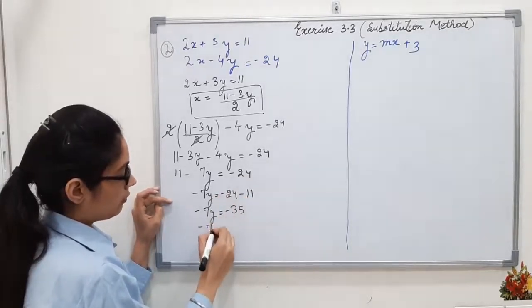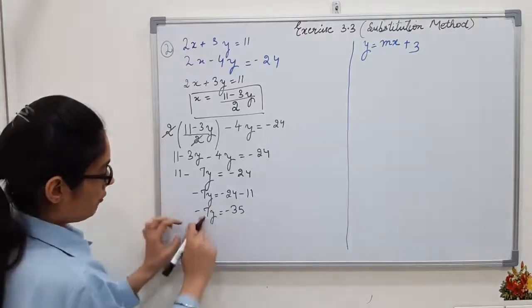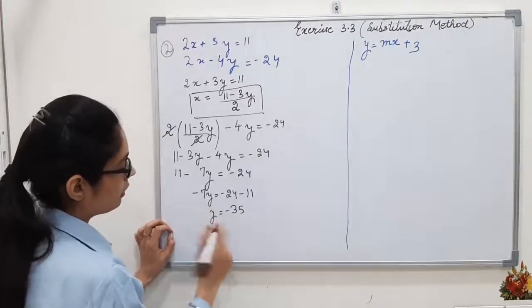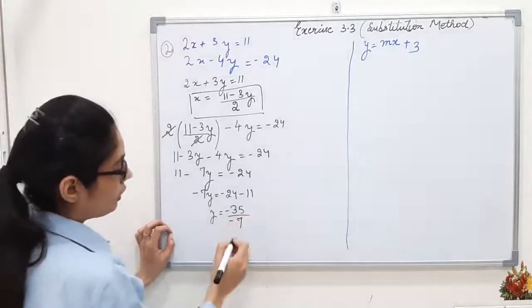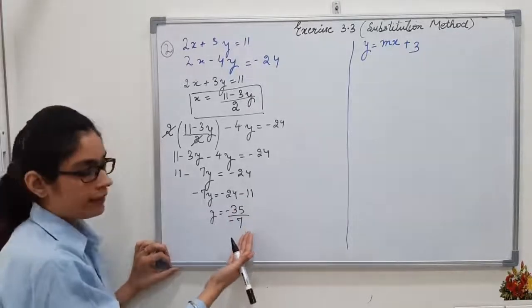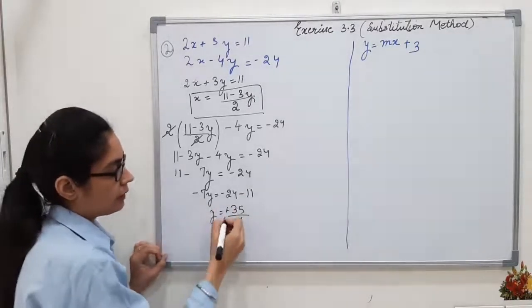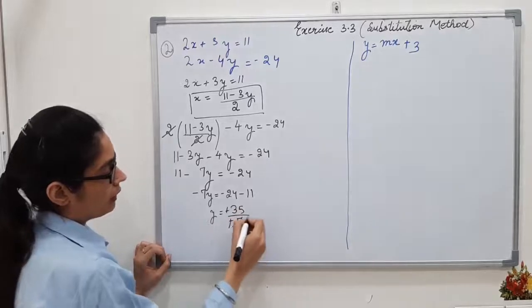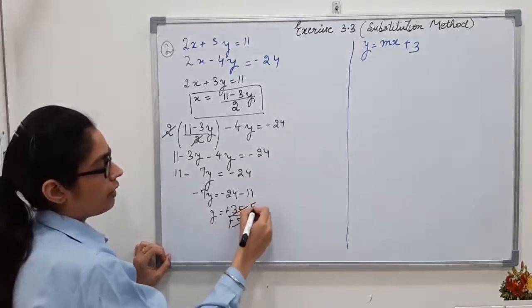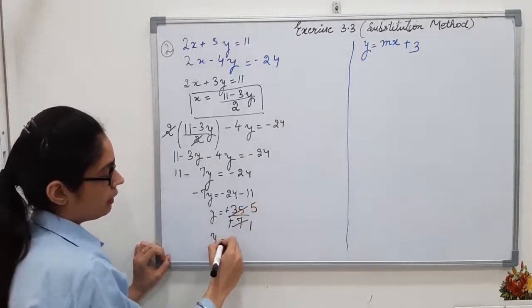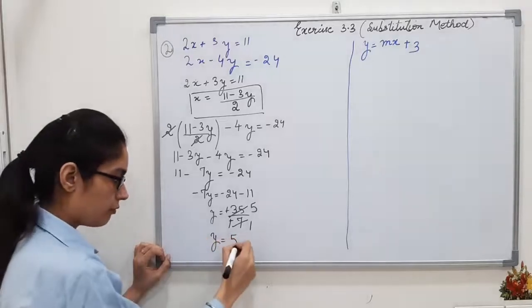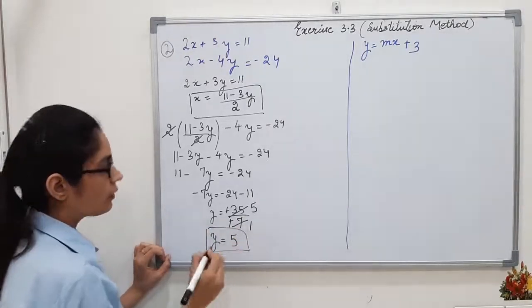So minus 7, I can just shift this minus 7 to other side. This 7 will get divided on shifting to other side. Minus and minus sign will get cancelled. 7 into 1 is 7 and 7 into 5 is 35. So you got the value of y as 5.